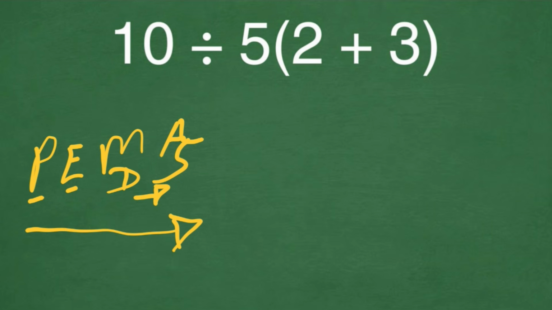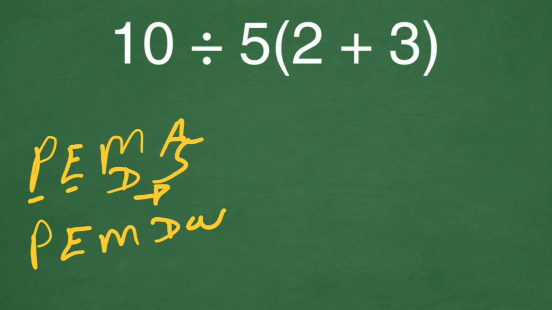But what most people get wrong is they think multiplication has a higher priority than division, because in PEMDAS, M comes before D, multiplication before division. Most people think multiplication has greater priority than division, but that is wrong actually. Multiplication and division have the same priority. They are priority number 3, right?